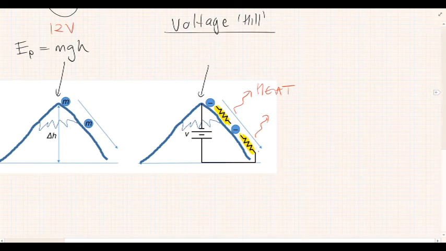Now, as they then move down the other side, their energy has been lost, so therefore the difference in energy between this point up the top of the hill and that point at the bottom of the hill, so either side of the resistor, is what we call the potential difference. And again, it is defined as the change in energy per charge is the voltage or potential difference.